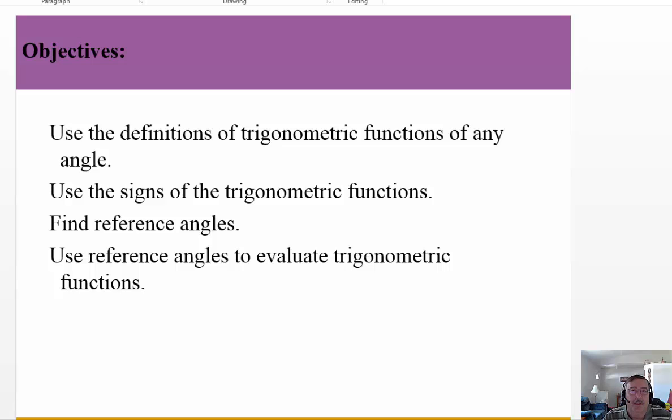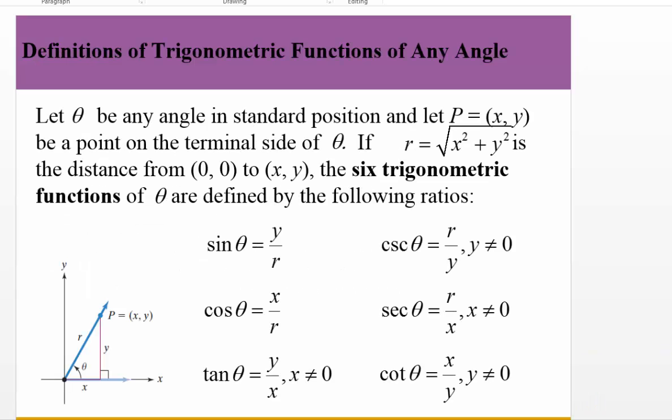And the objectives for this video, we're going to go outside the first quadrant and use definitions of trigonometric functions of any angle. Now, in the last video, we were using acute angles and staying within the first quadrant. So here, we're going to go outside of that realm. And we're going to use signs of the trigonometric functions. Watching those signs, students get in trouble here if you're not careful. We're going to look at what's called reference angles and define those, and we're going to use those to evaluate trigonometric functions.